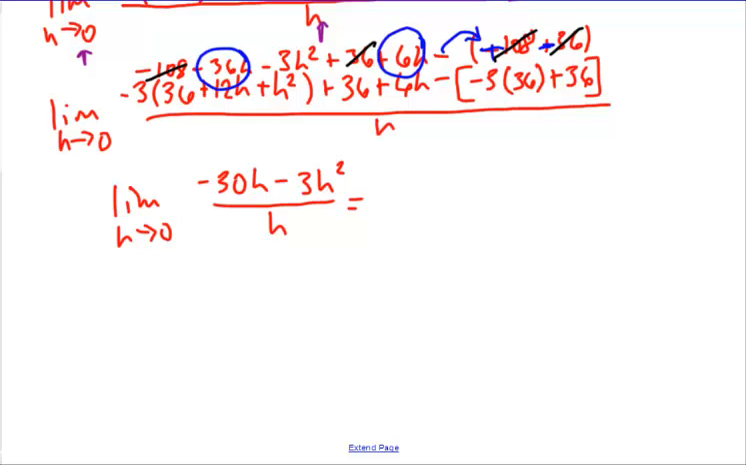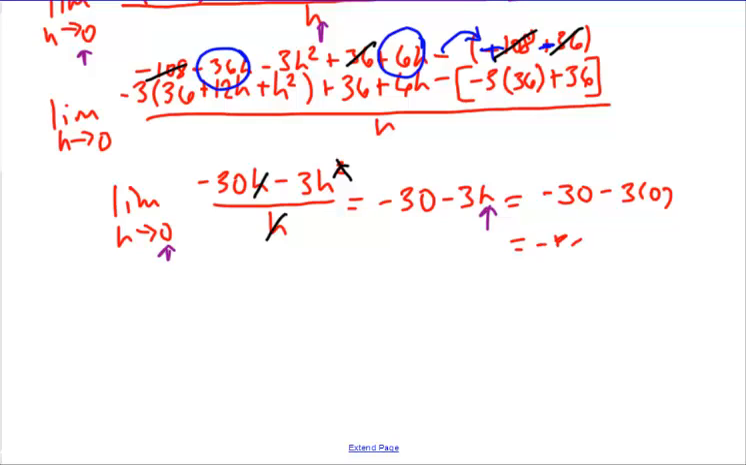Notice that I've got an h in each piece, so I can reduce by a factor of h out of each piece. This gives me negative 30 minus 3h. And then what we wanted to do right off the bat with that 0, by substituting it in for h, we can now do, because we get an expression that's legal to have, which is going to be negative 30 minus 3 times 0. Negative 30.